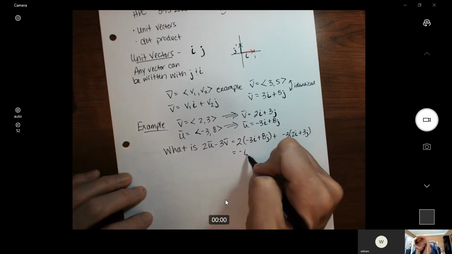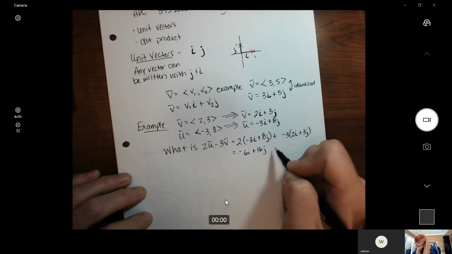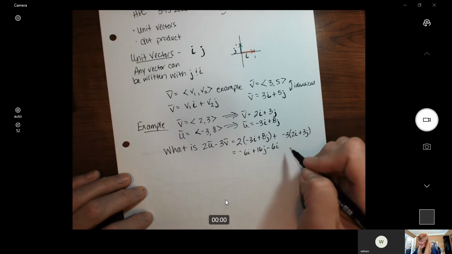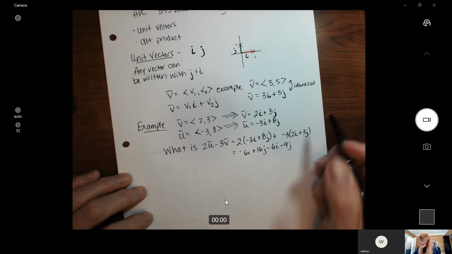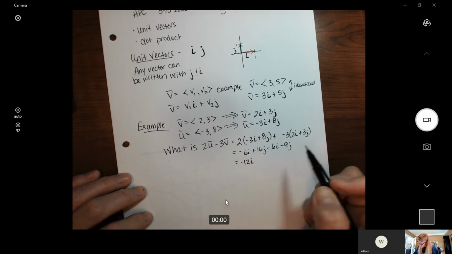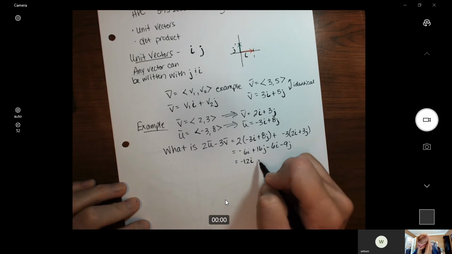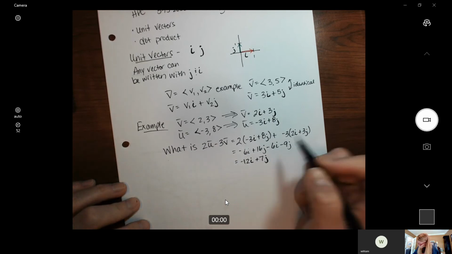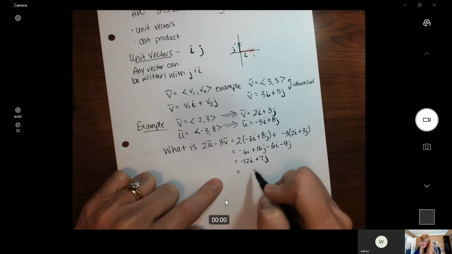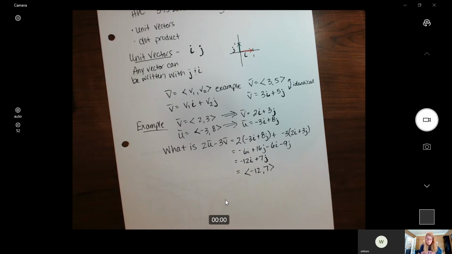So -6i plus 16j minus 6i minus 9j. So I got minus 6i and minus 6i, that gives me minus 12i, and then plus 16j minus 9j, and that would be plus 7j. So that's one way we could represent the resulting vector, or we could put it in component form, which would be (-12, 7).